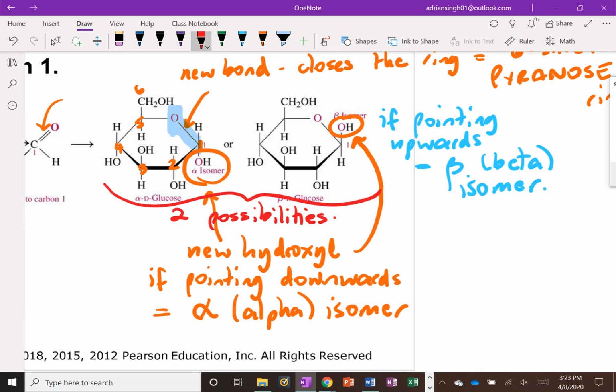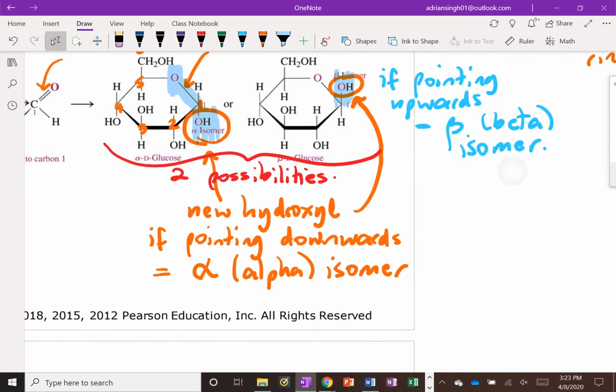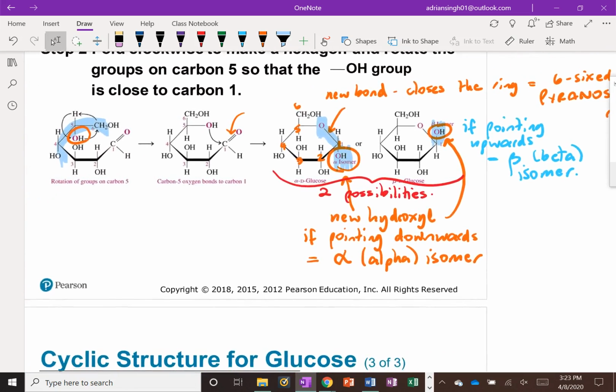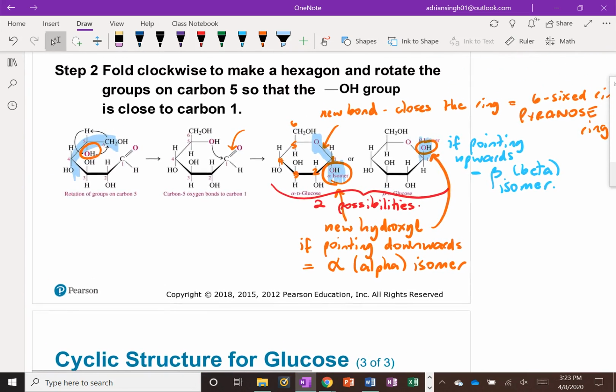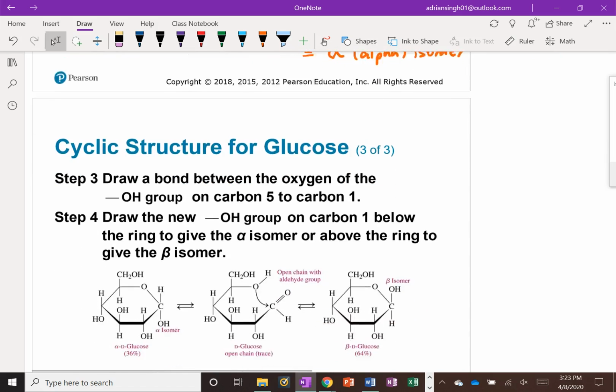We get either the alpha isomer, where that OH on carbon 1 ends up pointing down, or the beta isomer, where the OH on carbon 1 ends up pointing upwards. Right, so this is another case where we have a different type of isomer that can result based on the ring formation, or the cycle formation, of these sugars. And these ring structures are way more stable than the open chain.